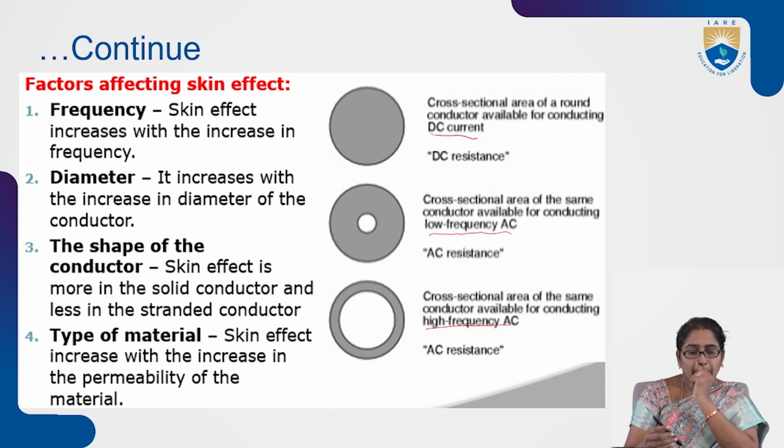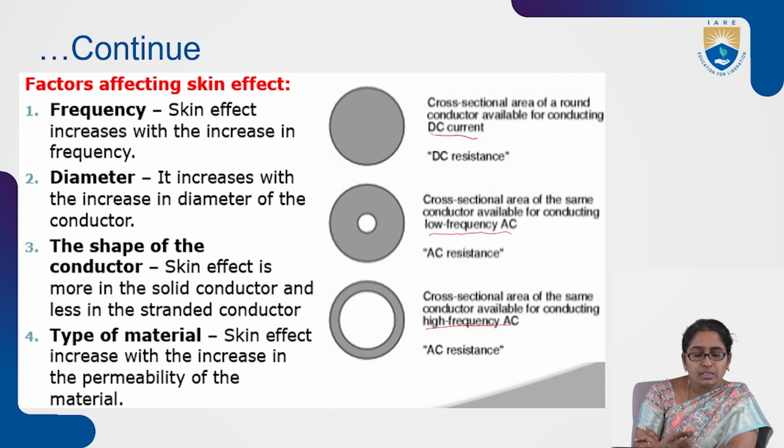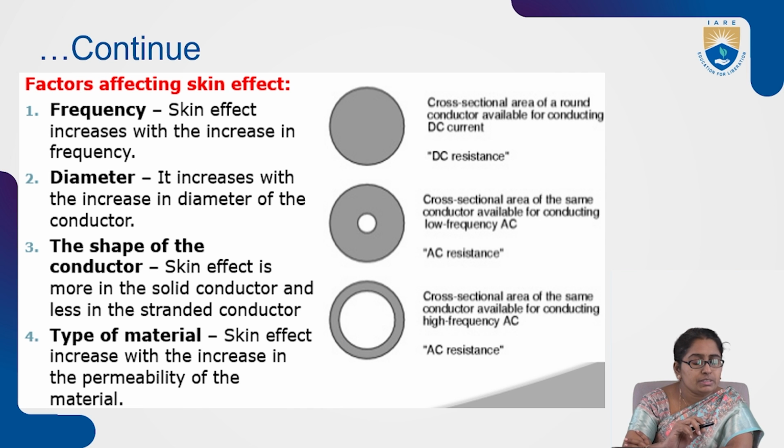Now the factors affecting skin effect are, you can see, the first factor is frequency. Skin effect increases with the increase in frequency. If the frequency is more, skin effect also increases. Next, diameter. This is affected by diameter also. They are telling us the skin effect increases with the increasing diameter of the conductor.